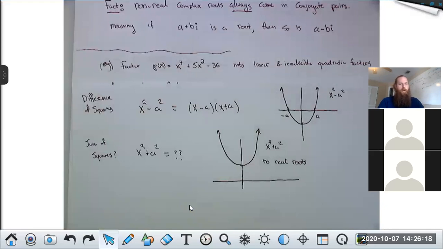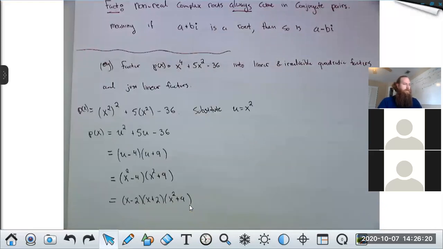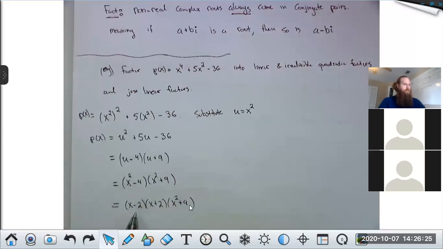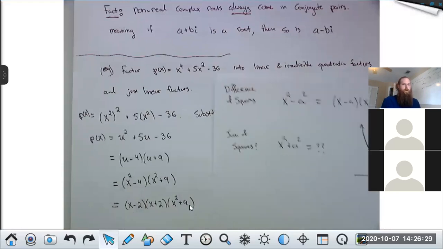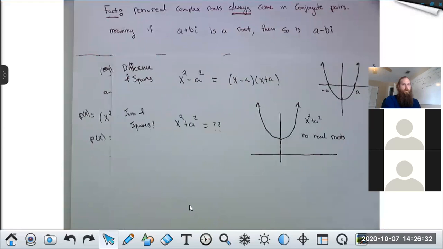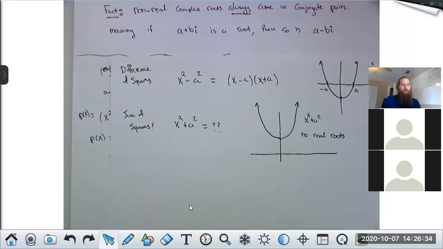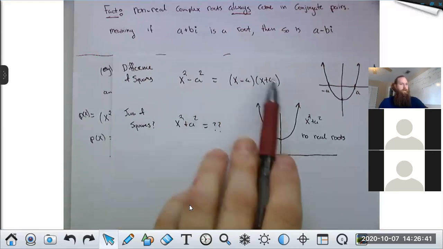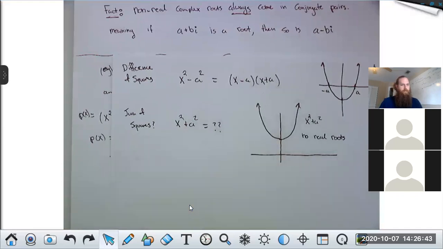The question I'm trying to answer here is, why can't I do the same thing with x squared plus 9 that I did with x squared minus 4? And the answer is that if you shift a quadratic down, it will have some roots. But if you shift your quadratic up, it won't. So x squared minus a squared always factors like this. But x squared plus a squared will never factor because it doesn't have any roots.